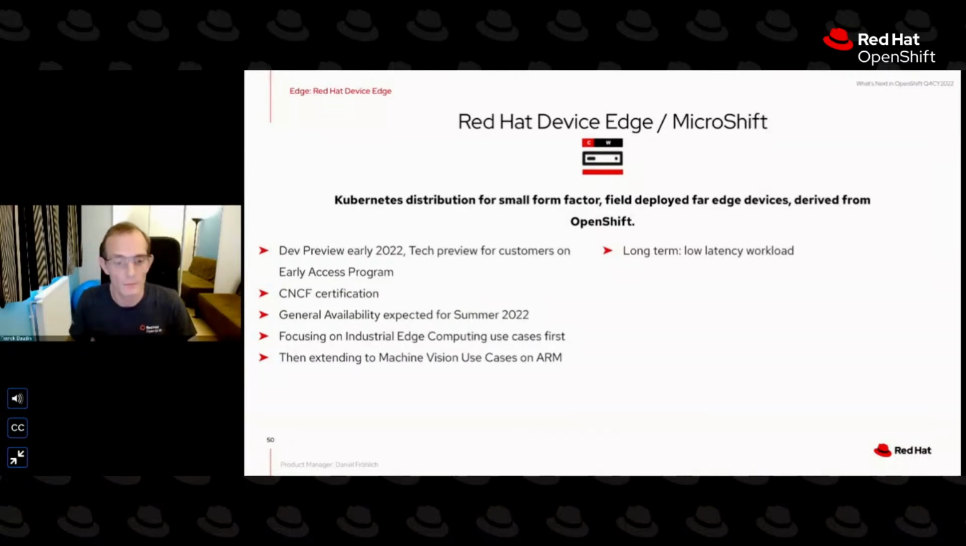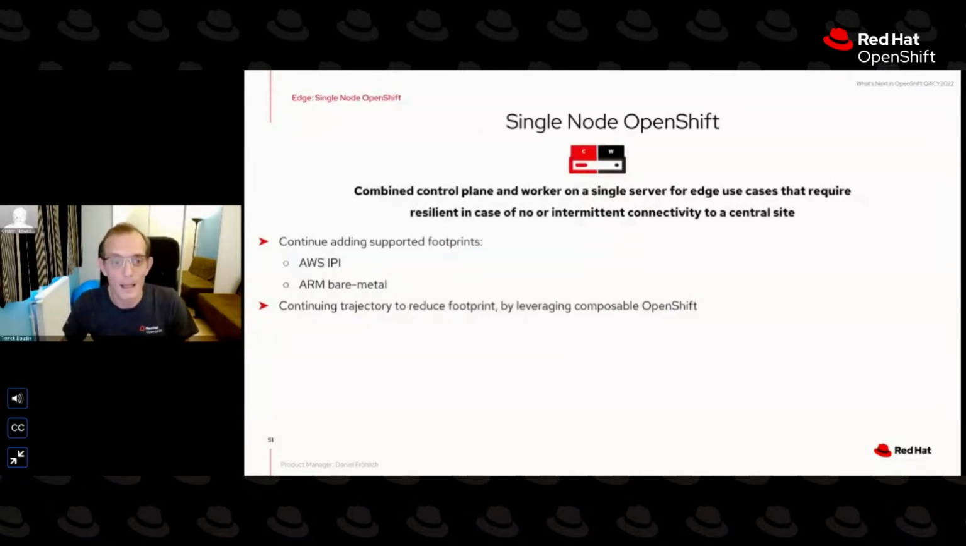In a nutshell, MicroShift, Red Hat Device Edge, brings OpenShift key capabilities to field-deployed edge devices. But once again, it's not OpenShift. And just a quick reminder, we'll fix the slide. It's Dev Preview 2023 and then GA in summer 2023. Thanks, Kirsten, and sorry for the typo.